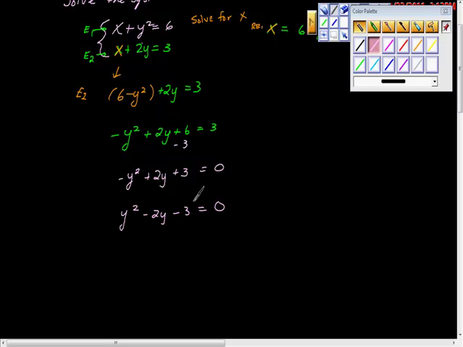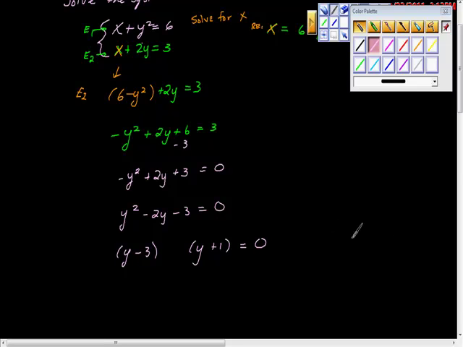So now, is this factorable? Can we factor this? We have y here, and two numbers that multiply to negative 3 but add to negative 2 would be y minus 3, I think, and y plus 1. Doesn't that work? y squared, y, negative 3y, negative 3. Yeah, that works, doesn't it? So that's really pretty. That is equal to 0, right?